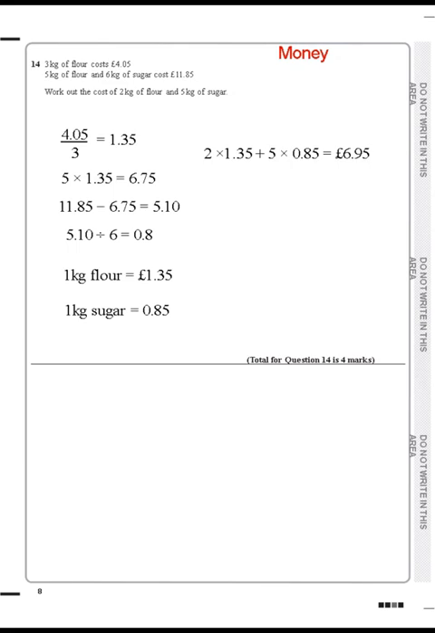Now the question is asking us to work out the cost of 2 kilograms of flour and 5 kilograms of sugar. So to solve this question, 2 multiplied by £1 and 35 pence plus 5 multiplied by 0.85. This will equal £6 and 95 pence. So the final answer to work out the cost of 2 kilograms of flour and 5 kilograms of sugar will equal £6 and 95 pence.